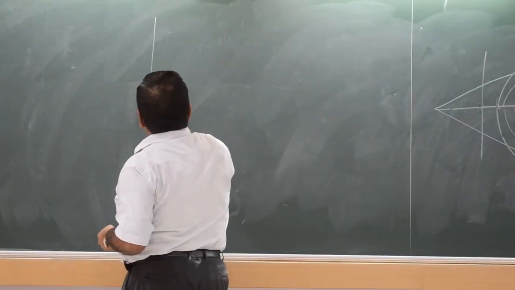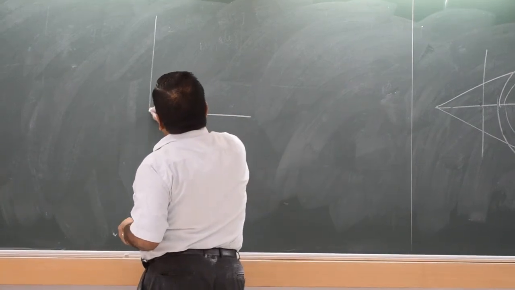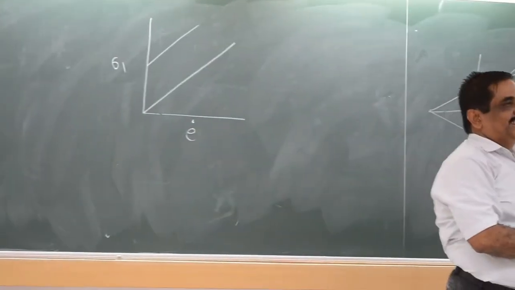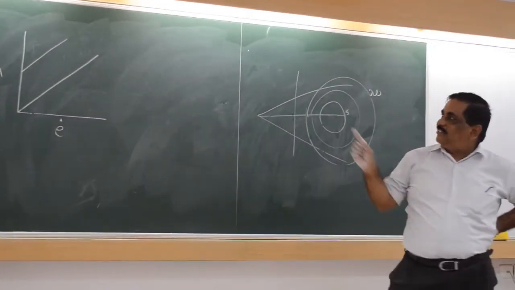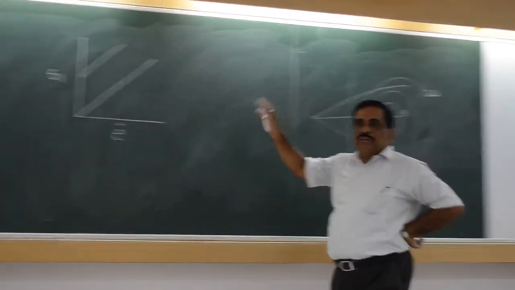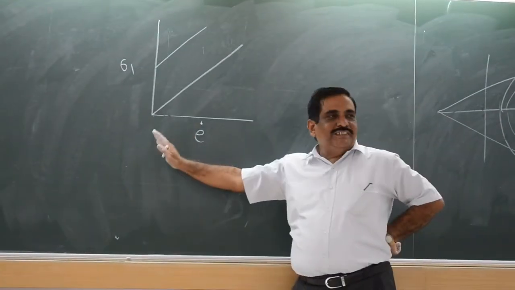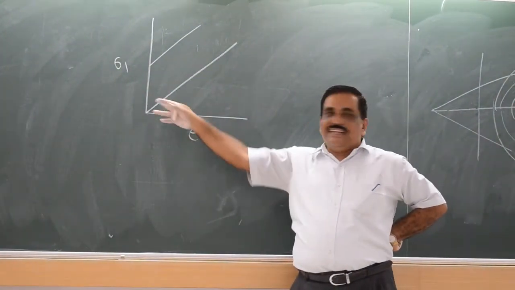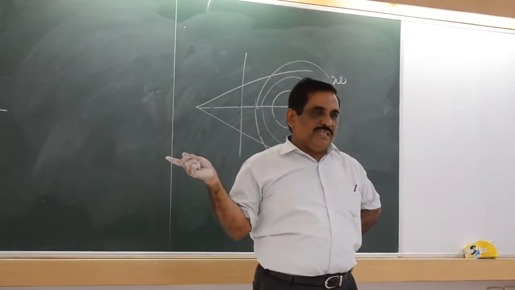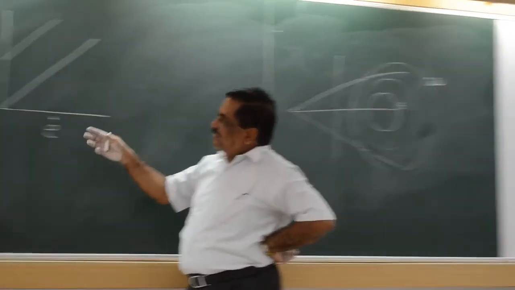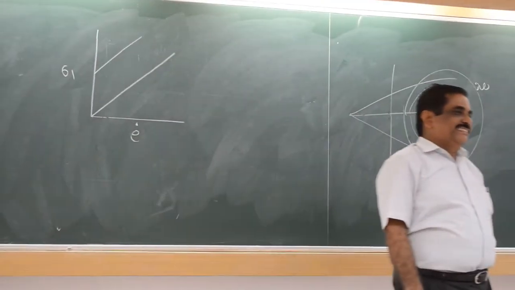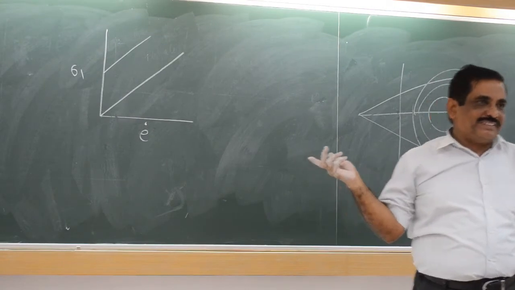Look at this. What are these two substances? Did I draw the first two graphs or not? Now I am showing another graph between strain rate and the stress. Both are showing a linear relationship, na? But one starts from the origin, the other starts from here. There are two different substances now.